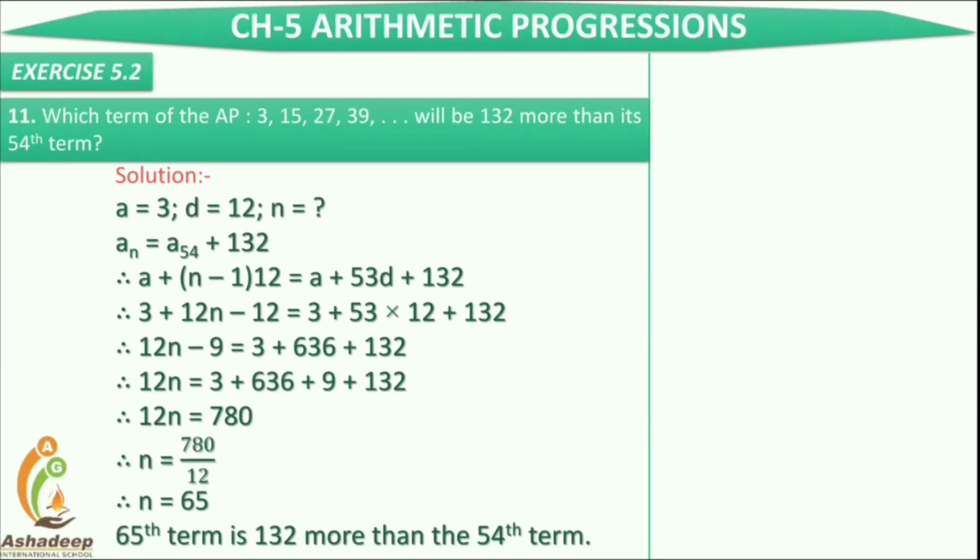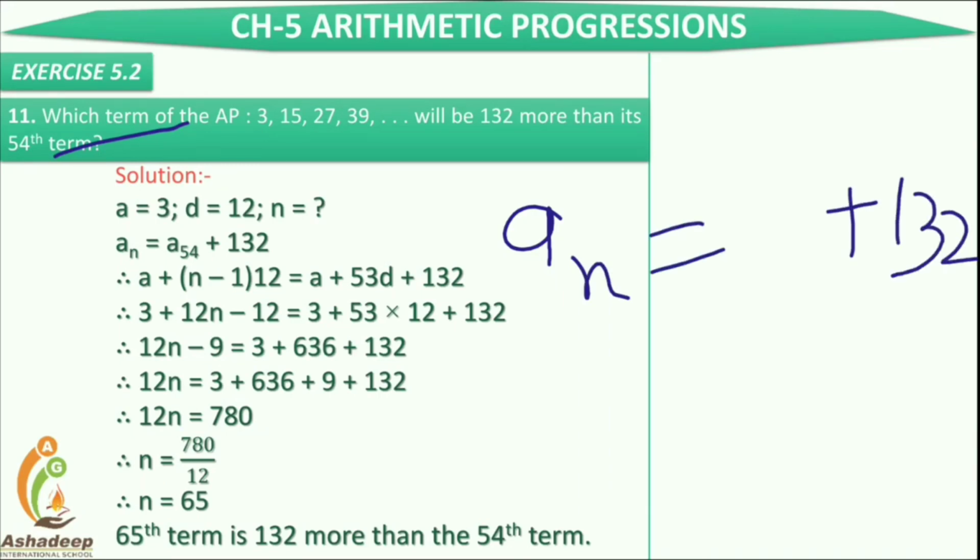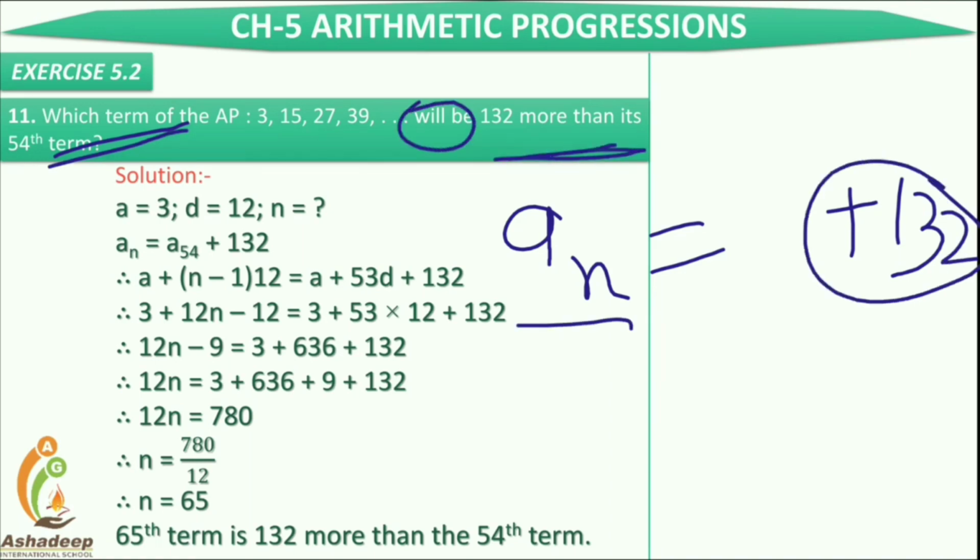Now which term of an AP will be 132 more than the 52nd term? Well, now which term, that means simply an will be, मतलब is equal to 132 more, means plus 132. वापस एक बार, which term means an will be, means is equal to 132 more, that means plus 132. Its 54th term means what? A54. सिंपल.